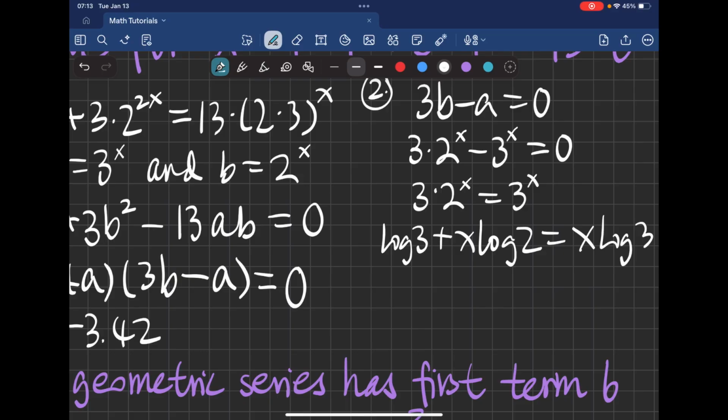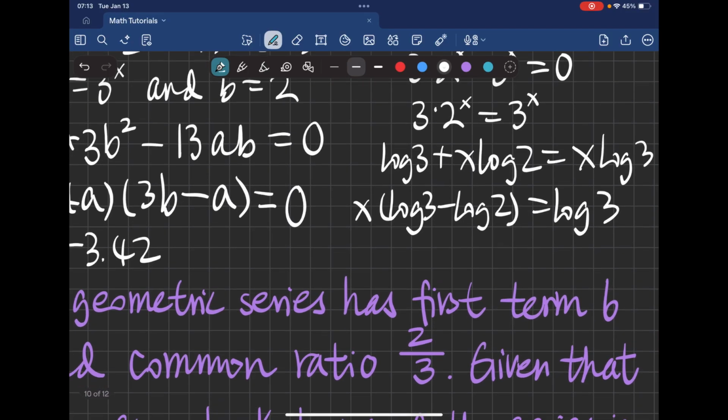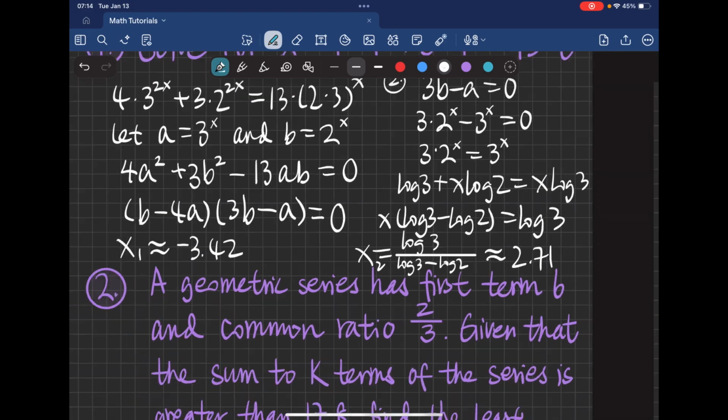Now we can just have x and multiply it by logs on one side and log 3 on the other side. That is x times log 3 minus log 2 equals log 3. And if you just divide log 3 by this difference, you'll get roughly 2.71 as the second x solution.